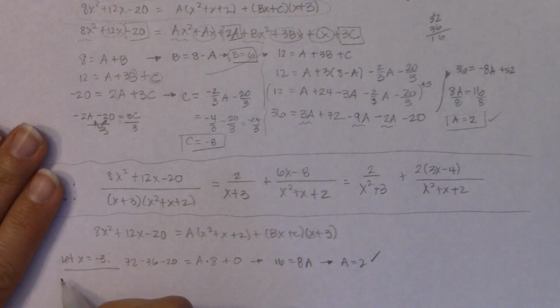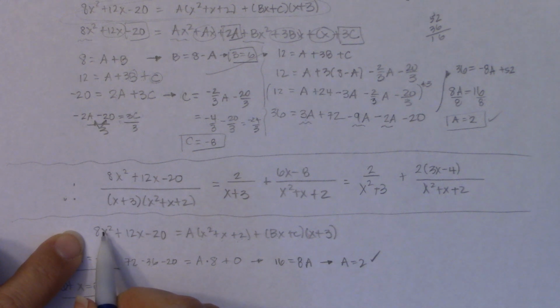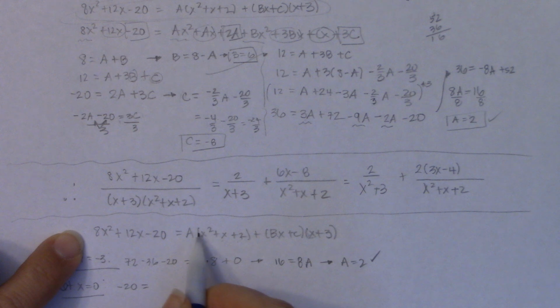Since I haven't selected letting x equal 0 yet, let's let x equal 0. Things are nicer when x is 0 because that's 0, 0, negative 20. On the right, 0, 0, 2, so this is going to be 2a, right? For bx plus c, if x is 0, the only thing that survives in this factor is c. If x is 0, 0 plus 3 is 3.